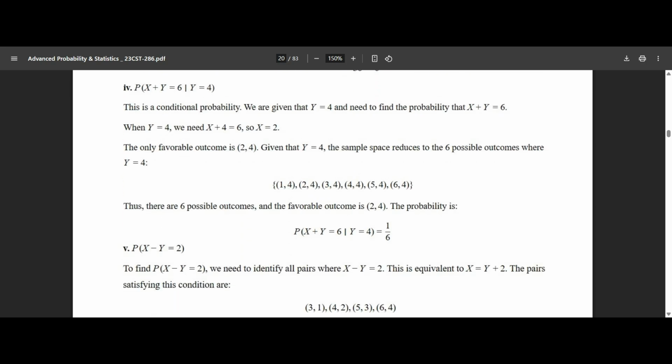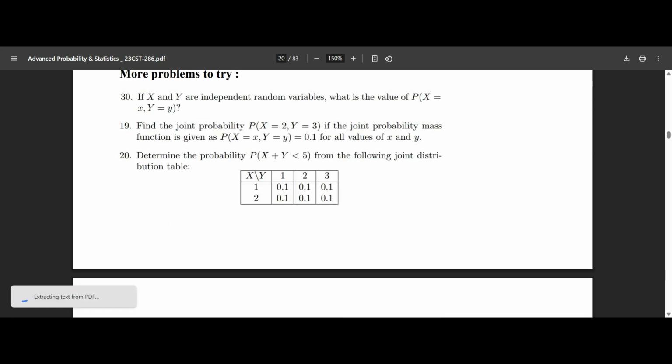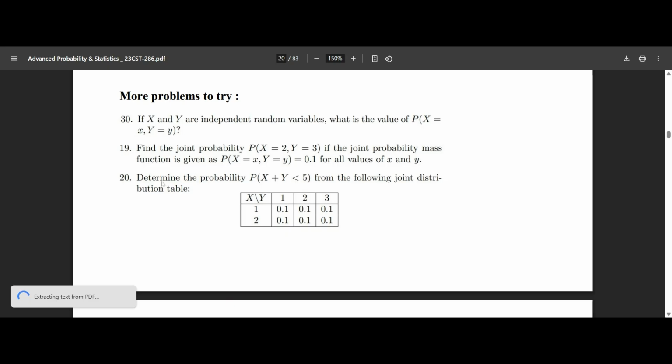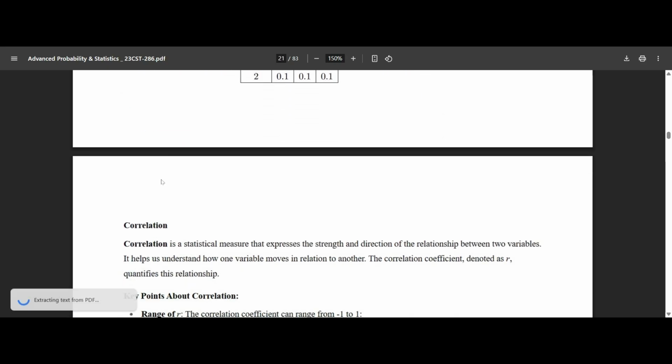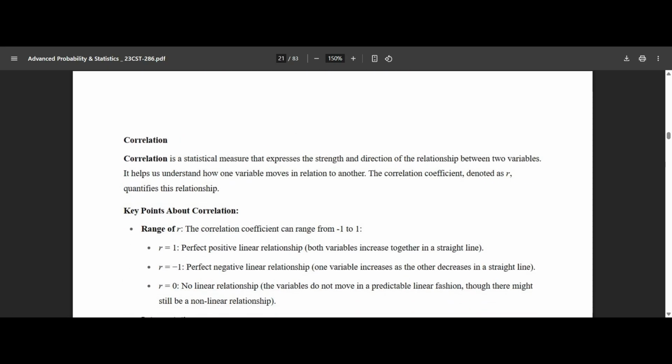Hopefully this problem is clear. Again, here I have attached 3 more problems which you can try on applied statistics. Correlation we have already studied, but still let me just revisit the topic once.